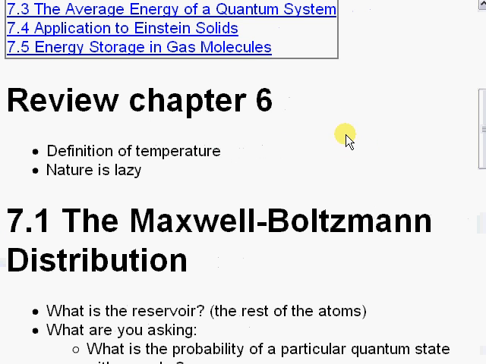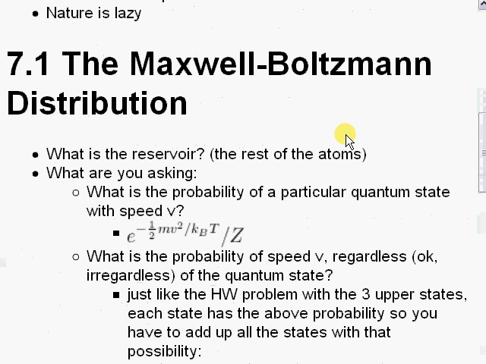Okay, so let's start with the Maxwell-Boltzmann distribution. So we're going to essentially use the Boltzmann function from the previous chapter, and we're going to try to understand how that works for speeds. So the first question is, what is the reservoir? The reservoir is just the rest of the atoms. And so essentially we say that every single individual molecule is in a reservoir of all the rest of the molecules. And so that's usually big enough to answer all of the things that a reservoir needs to do.